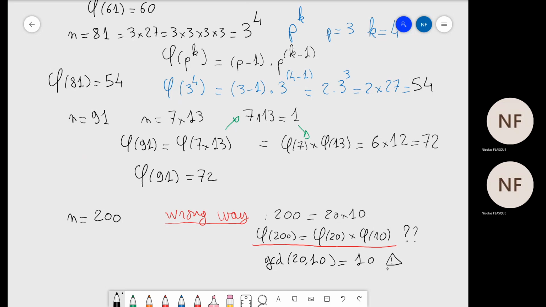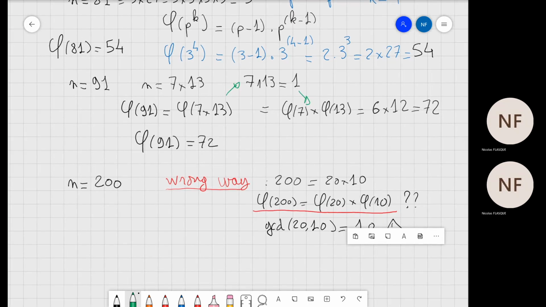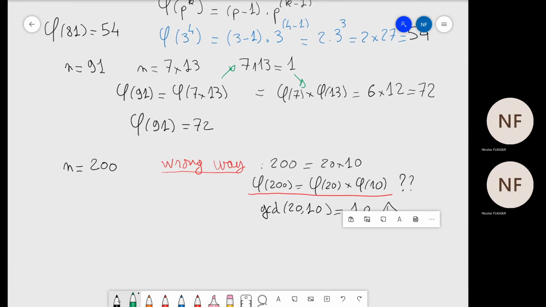So be very careful. If you try to decompose a number, you can do it only if the GCD of those numbers is equal to 1. So that's a wrong way to handle the thing. What we have to do is to try several decompositions of n, which is equal to 200, until we find one which is suitable for using the third statement.